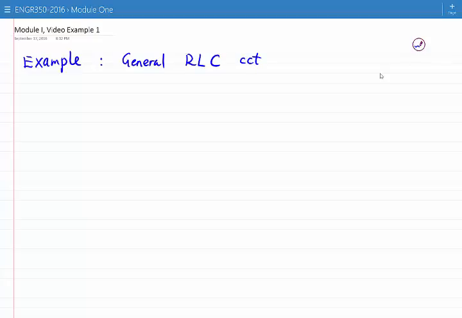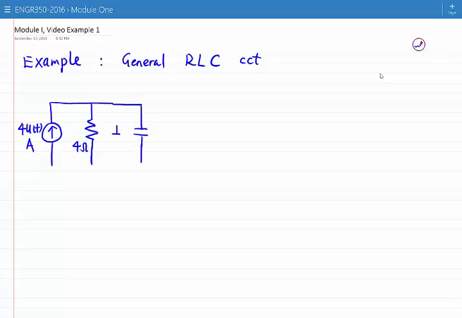So assume I have the following circuit, which is a second-order circuit. In the circuit I have a current source. The current source is 4 u(t) amps. Later on I will explain what u(t) means. So we have a resistor, 4 ohm. We have a capacitor, 1/4 farad, and we have an inductor, 1 Henry, and we have another resistor, 6 ohm.